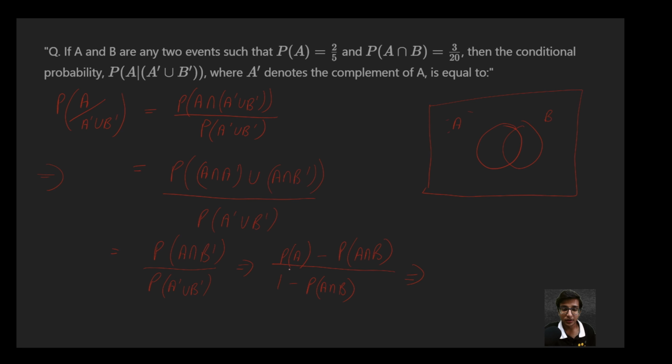Now let us put in the values and find our answer. I'm doing this here. P(A) is again 2 by 5 minus P(A intersection B), which is 3 by 20, upon 1 minus 3 by 20. So from here, what do we get our answer to be? 5 by 17. This is our answer.